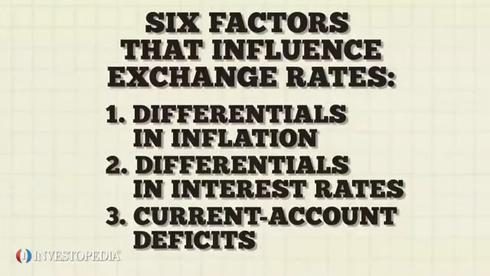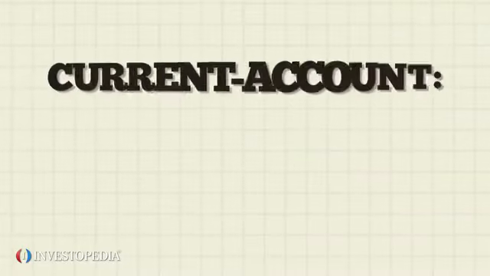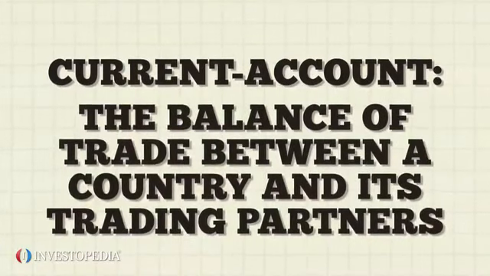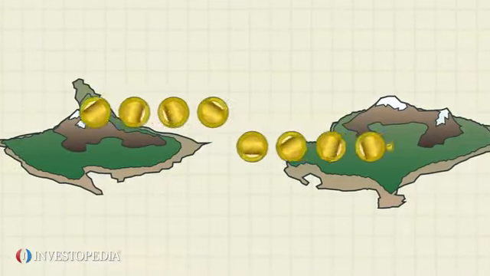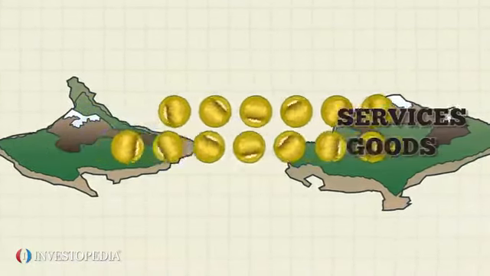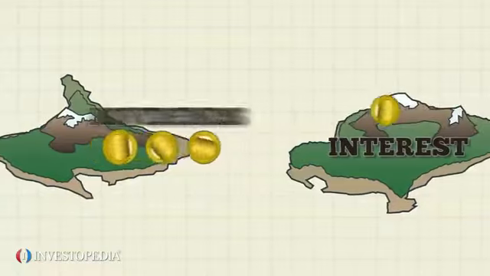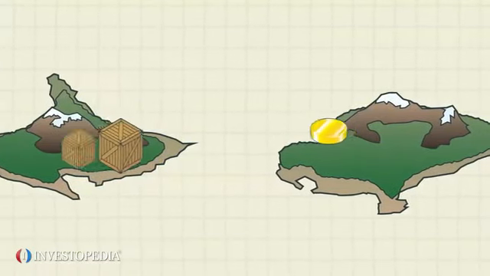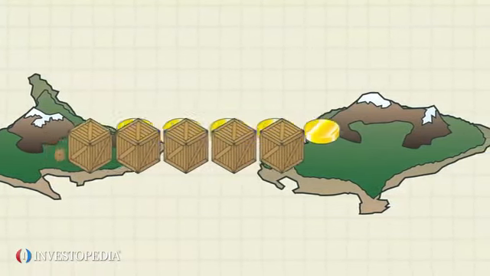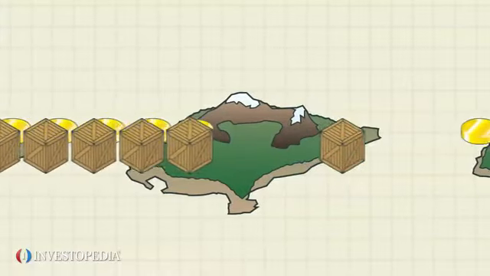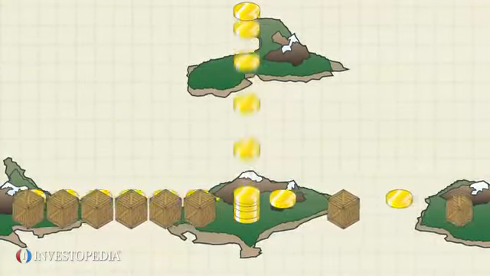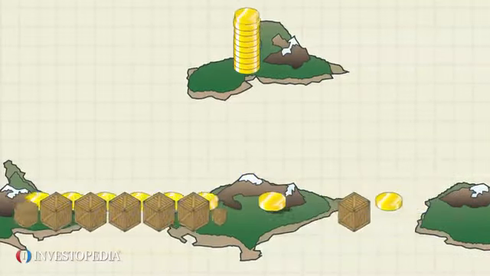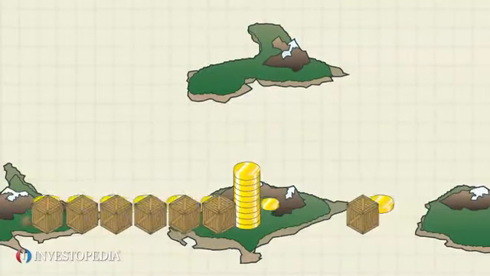Factor 3. Current account deficits. The current account is the balance of trade between a country and its trading partners, reflecting all payments between countries for goods, services, interest, and dividends. A deficit in the current account shows a country is importing goods and services more than it is exporting them. The country will then typically borrow capital from foreign sources to make up the deficit, causing its currency to depreciate.